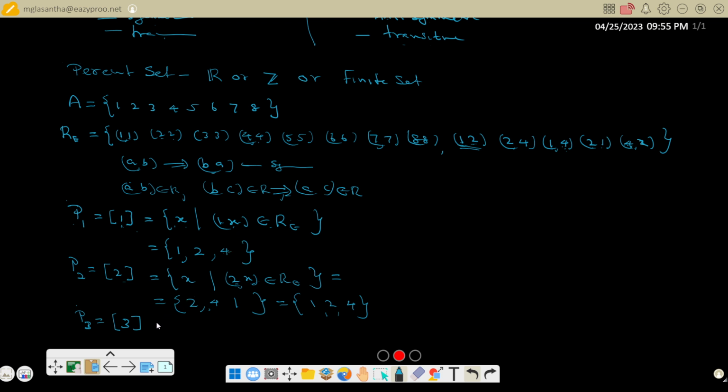Right? But likewise, what do you mean by square bracket 3? Square bracket 3 means x such that (3,x) belongs to R.